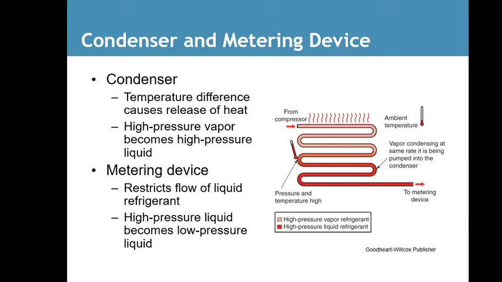The TXV that's going to be on the other end of this condensing coil needs to have a liquid to work. It cannot meter vapor. It has to be in a liquid state. So no matter what you think the condenser does, the most important thing that it does is change the vapor to a liquid. The metering device restricts flow of the liquid refrigerant. Not all the way, but just enough to make the system work. High pressure liquid becomes low pressure liquid.